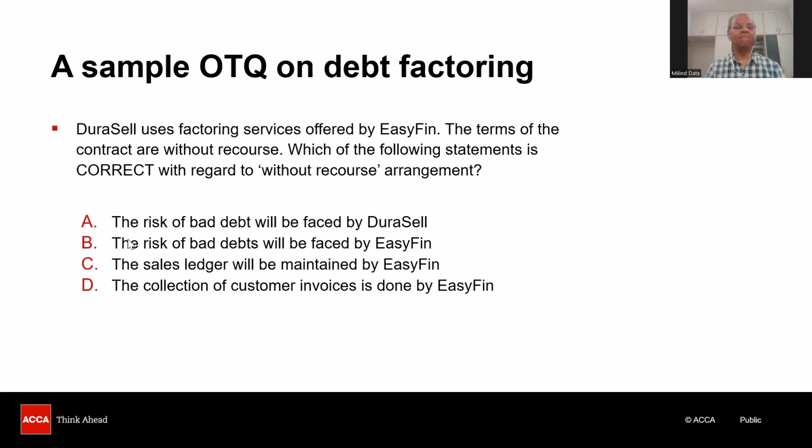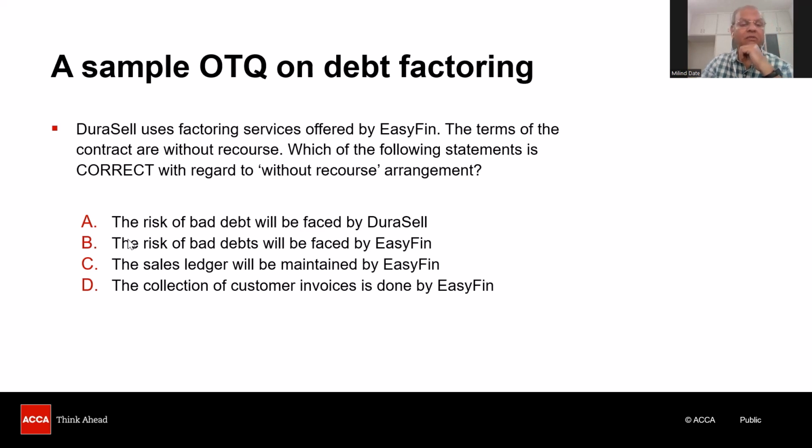OTQ type again. Duracell uses factoring services offered by EasyFin. Terms of contract are without recourse. So it's directly told that they are without recourse, meaning EasyFin is responsible for the risk of bad debts. They have no recourse back to Duracell. Which of the following statements is correct with regard to a without recourse arrangement? And then there are A, B, C, D.